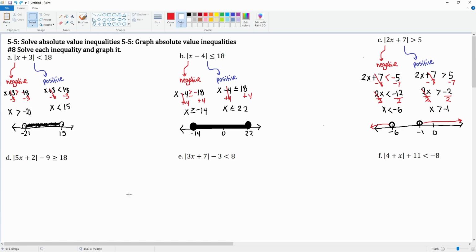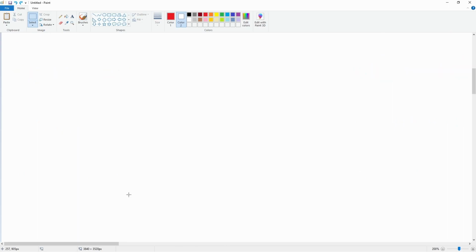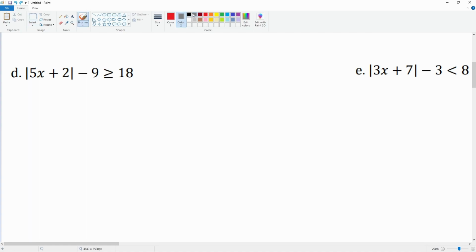So if you look at question D, there is a negative 9 that is physically attached to the absolute value that you have to get rid of. That is the reason why you would have to add 9 to both sides first. This now gets you absolute value of 5x plus 2, bring down the bar, greater than or equal to 18 plus 9, which is 27.